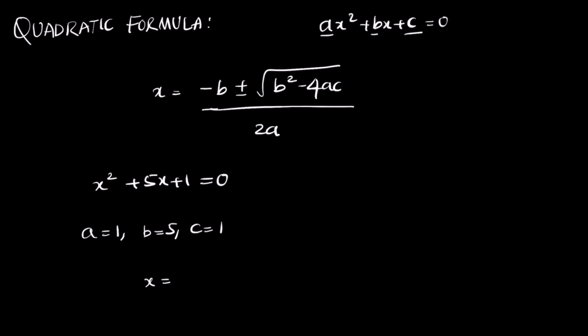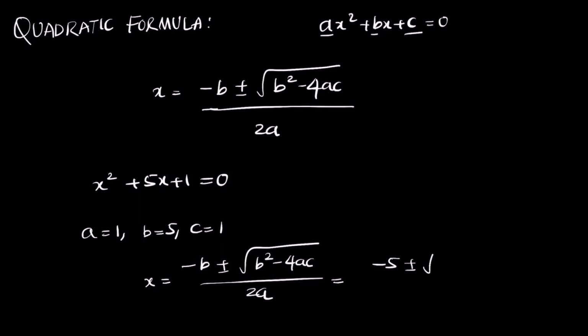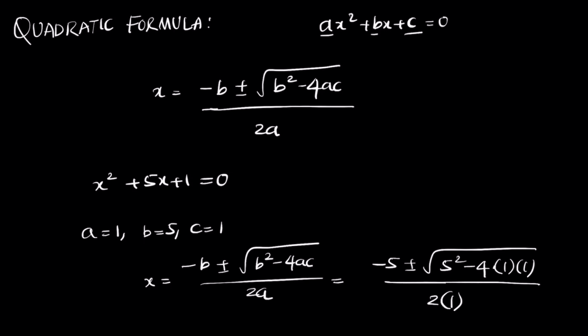So when you substitute it into the formula, you have minus b, which is 5, plus or minus the square root of b squared minus 4ac, over 2a. So minus 5 plus or minus the square root of b squared, which is 5 squared, minus 4ac, which is 4 times 1 times 1, over 2 times 1.